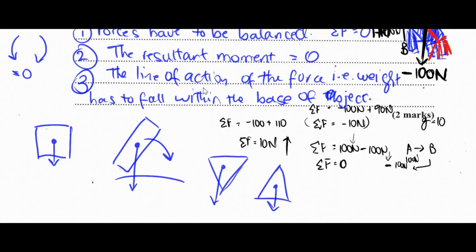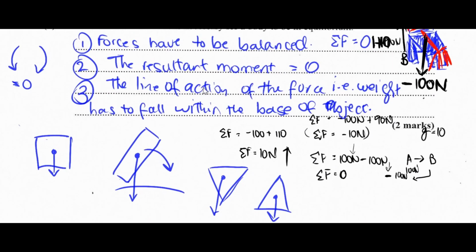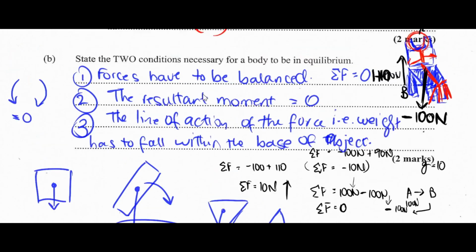And remember, the conditions necessary for something to be in equilibrium are: one, the forces have to be balanced, meaning there's no net force, because if there is a net force, then the body will accelerate. Two, the resultant moment, meaning the sum of the anti-clockwise moment and the clockwise moment, should be equal to 0. If not, then there will be a turning force. And three, the line of action of the force, that is the weight, should fall within the base of the object. If not, it will topple over and thus not be in equilibrium.